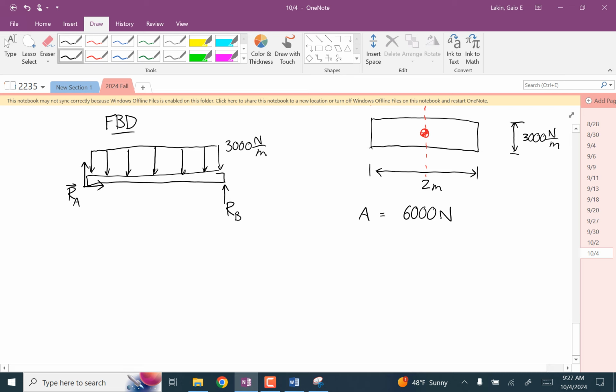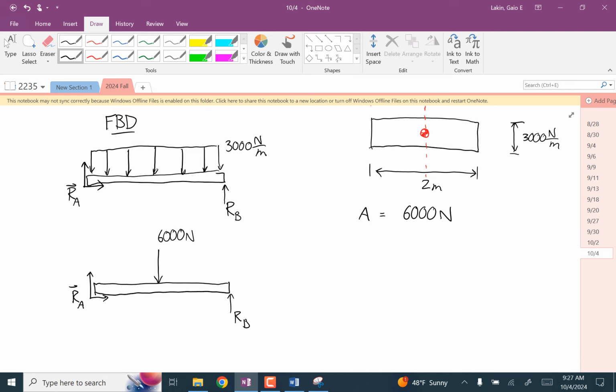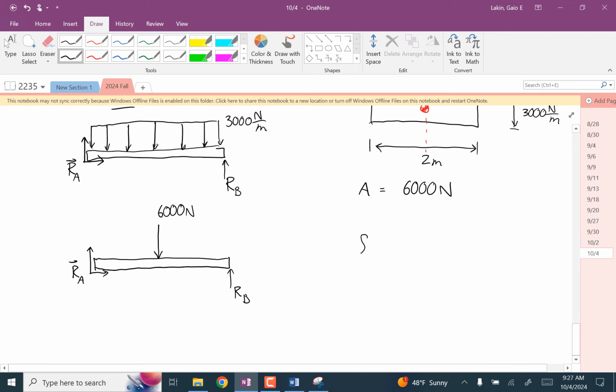And so now I'm going to replace this distributed load. We still have this stuff. This hasn't changed. But I'm going to replace this distributed load with a downward force at the middle of 6,000 newtons. And now that's an easy problem. We can write out a table for it.